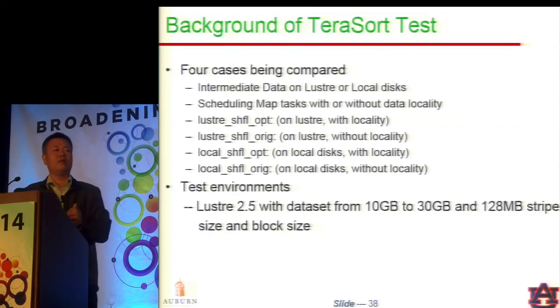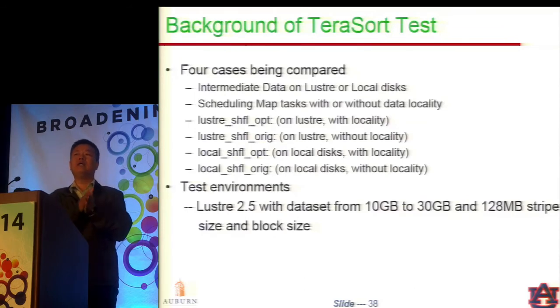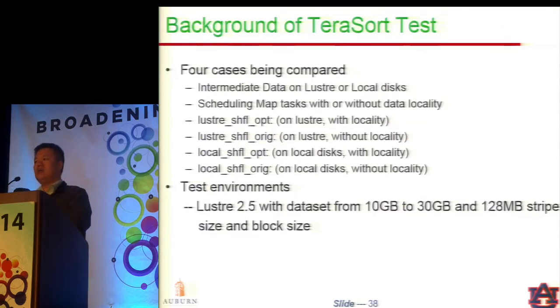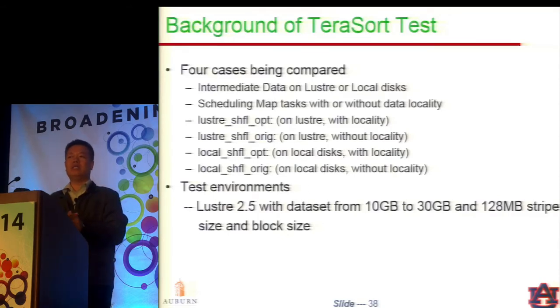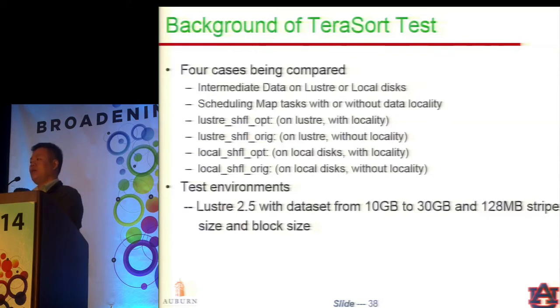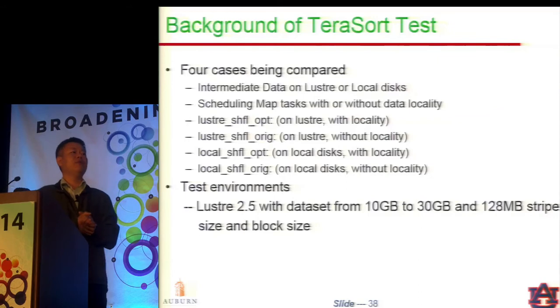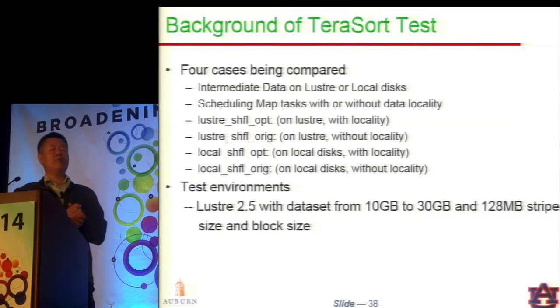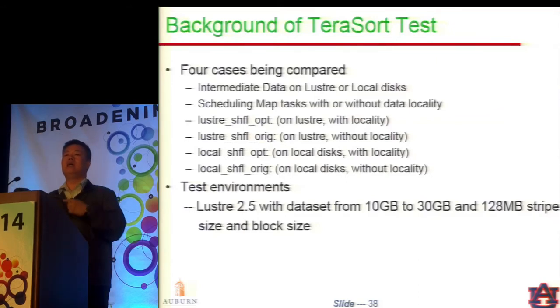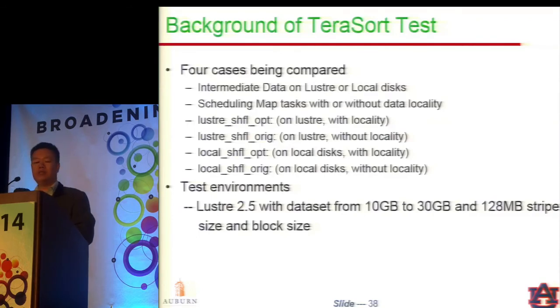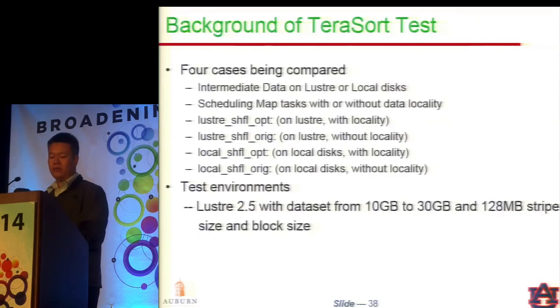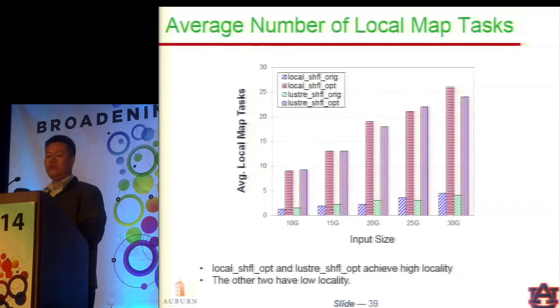Depending on how you place intermediate data, on Lustre or on local disk, you have two choices. Depending on how you schedule tasks, with locality or without locality, you also have two choices. So 2 by 2, together you have 4 different cases. We compare the 4 different cases in terms of their data locality as well as their performance. We measure the 4 cases using Lustre 2.5.